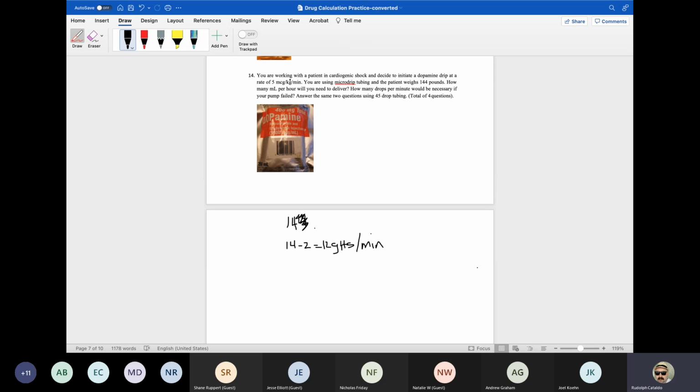But again, that only works for 5 micrograms. So if I want to give 10 micrograms, this would essentially be double. Instead of 12, I'd be giving 24 drops a minute. If I want to give 15, it'd be triple. If I want to give 20, it'd be times 4.